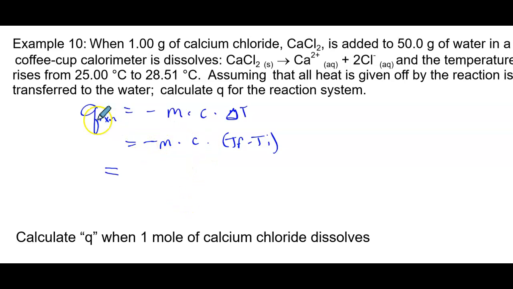Let me say that again. When I use a Q reaction, everything about this has to come from the same chemical. So the mass has to be of the same substance as the c is, as the change in temperature is. What we know changed temperature was the water because we had it in a coffee cup calorimeter. So we have to use everything about water in here. So we're looking for the mass of water, which is 50 grams.